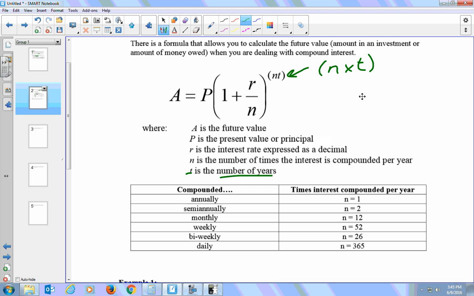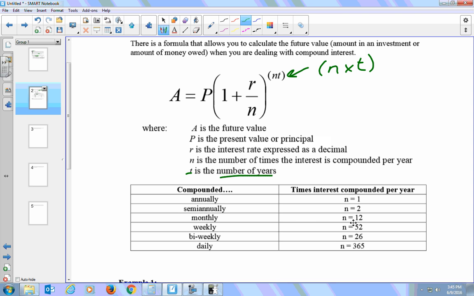You'll notice these different terms that come up when you're trying to figure out your n, and for most people, that's the tricky part. If a problem says that interest is compounded annually, that means once a year. So if n is the number of times interest is compounded per year and annually is once a year, your n will equal 1. Semi-annually, if you think of a semicircle, it's half a circle, so every half year, which means there are 2 times a year, so your n equals 2.